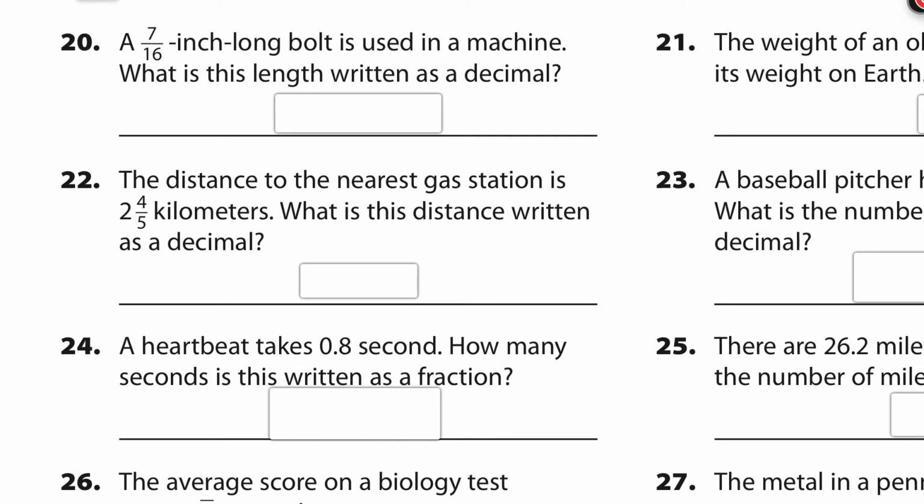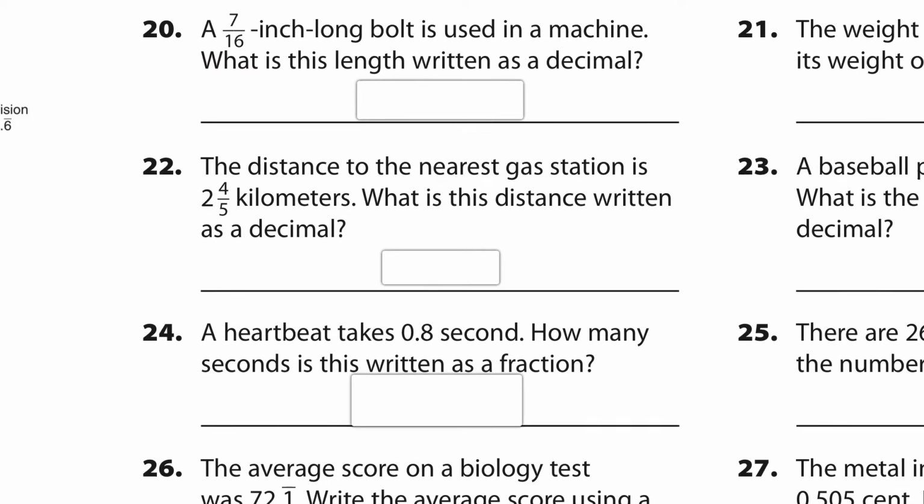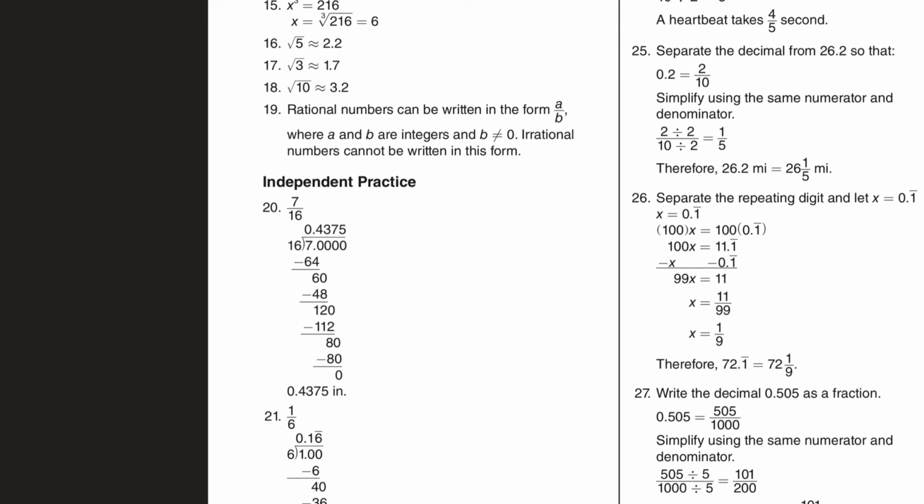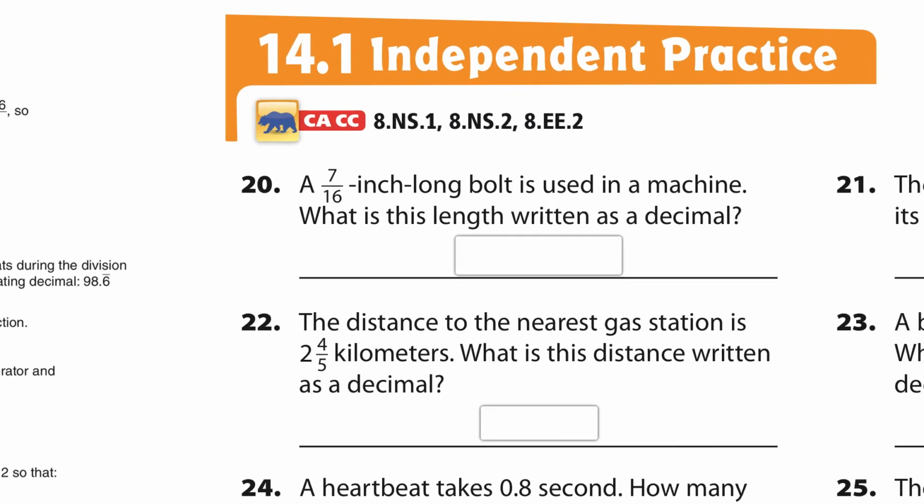So it's really just 7 divided by 16. And if we did that long division, I have that over here. It's just long division: 7 goes on the inside, 16 goes on the outside, and you just long divide, 0.4375. And that's what we have here, 0.4375 inches.